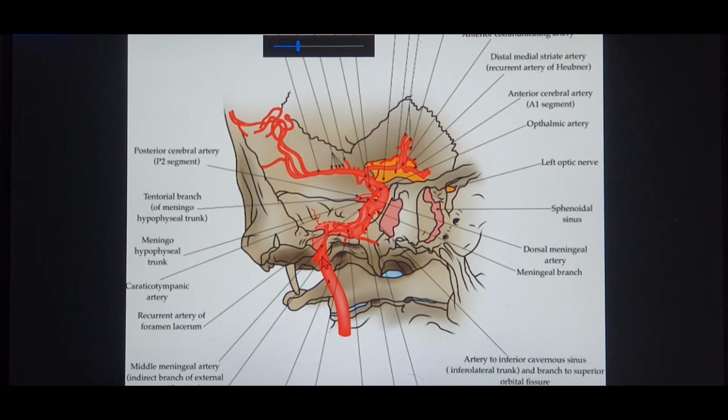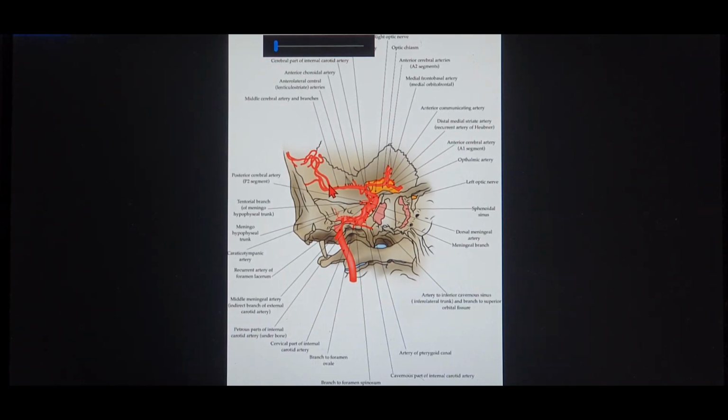So this is a case of a right-sided ICA. So you can see this is a petrous part over here. That's the sphenoidal part. That's the cavernous part, then the clinoidal part, then the terminal part, that is the MCA and the ACA. So you can have a close-up view with the relation of the internal carotid artery along with the bony landmarks.